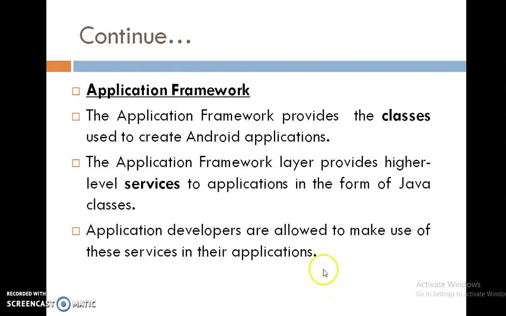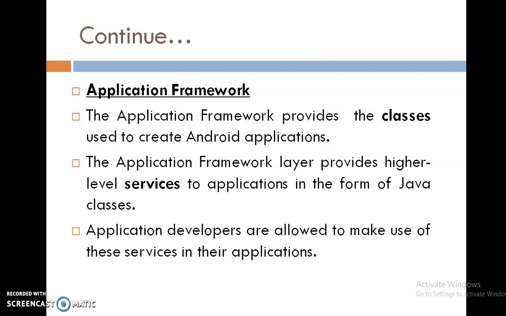Then the next layer above is the application framework layer. The application framework layer provides the Java classes which are used to create the Android application. The application framework layer provides high level services to applications in the form of Java classes. Application developers are allowed to make use of these services in their applications.